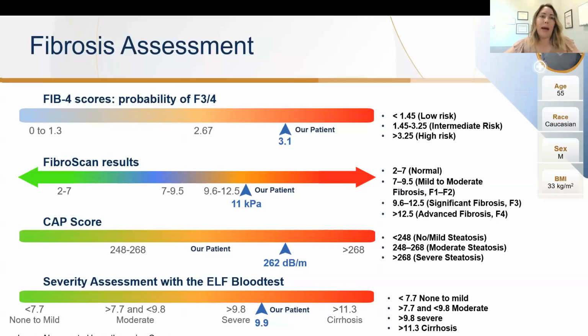So when we are thinking about hepatic fibrosis assessment for this gentleman, when you calculate his Fib4, it is 3.1. So he is right in that intermediate category where a Fib4 of 1.45 to 3.25 is going to predict an intermediate risk of advanced fibrosis. Then we have him undergo vibration-controlled transient elastography, and his FibroScan liver stiffness measurement is 11. Again, that's in that range, predicting significant, F2 to F3 fibrosis.